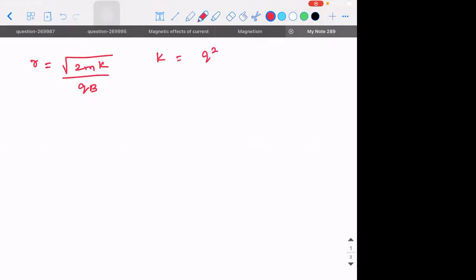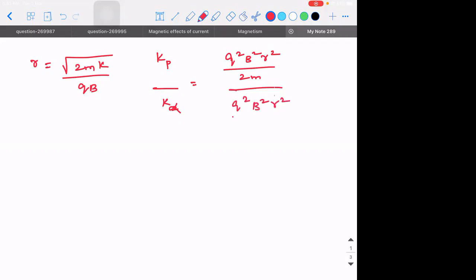So kinetic energy will be Q square B square R square divided by 2m. So kinetic energy 1 divided by kinetic energy 2, of proton to alpha particle, is Q square B square R square divided by 2m. What all parameters get cancelled? Here B square and R square are the same, they go. 2 gets cancelled. So it is QP square into M alpha divided by Q alpha square into MP.